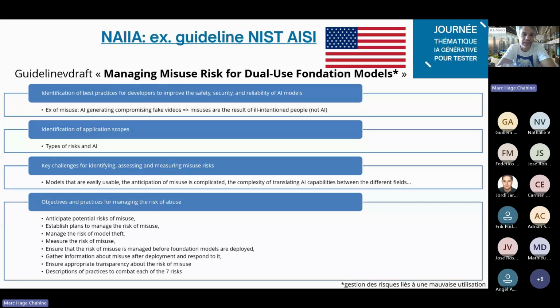So they provide best practices. They identify the risk and scopes. They give key challenges for identifying, assessing, and measuring the risk. The idea is also to help AI workers: we tell them where to search and what to look for in order to find issues easily, and we have all the objectives and practices to manage the risk of abuse. This draft is more interesting than the NAIA, and it really gives good practices. But as it's not mandatory, only goodwill will do it.